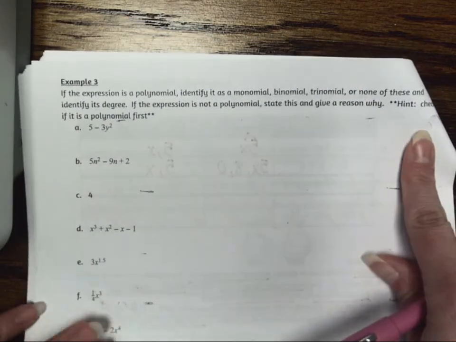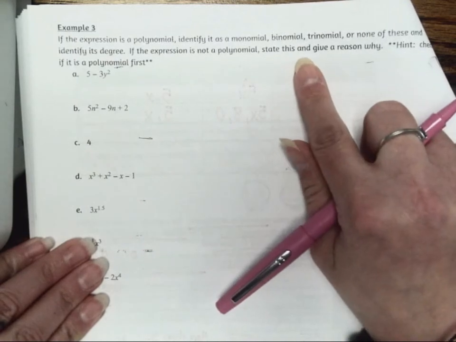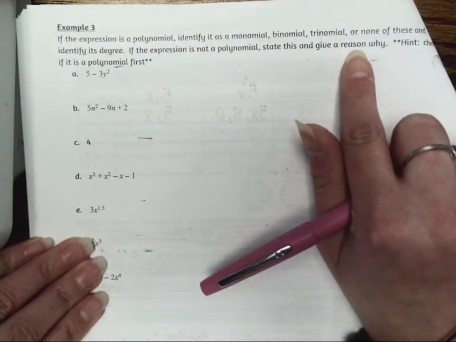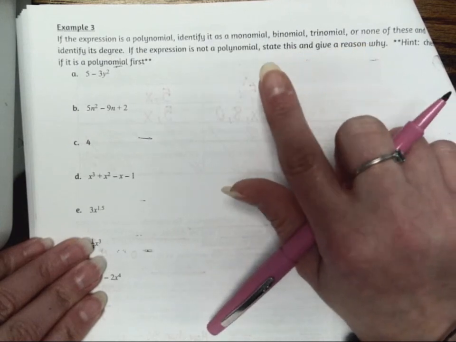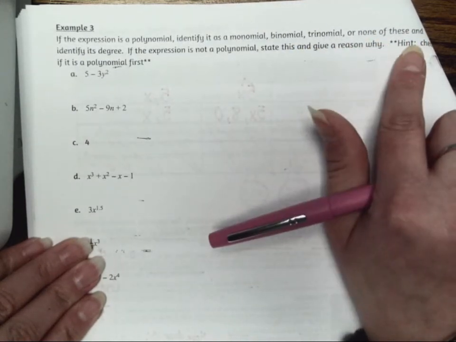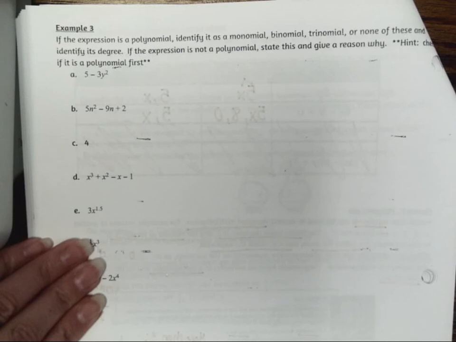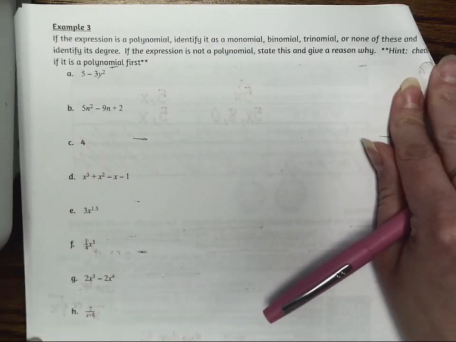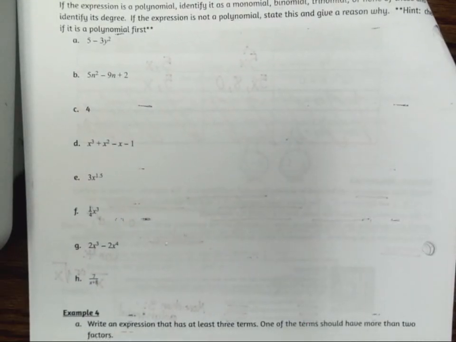All right, we're going to go ahead and practice some of these. We're going to see if the expression is a polynomial, and identify it as a monomial, binomial, trinomial, or none of those. And then we're going to identify its degree. If it is not a polynomial, we're going to state this and give a reason why. You'll save yourself some work if we first see if any of them are not polynomials.